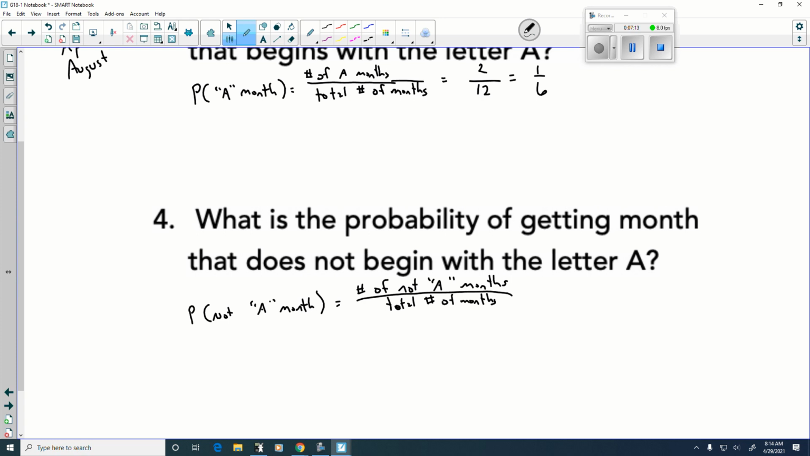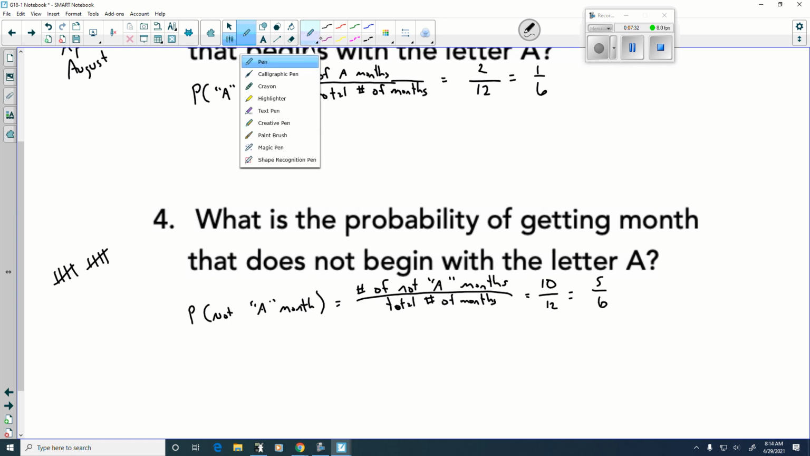So I'm going to keep little tally marks. January, February, March, not April, May, June, July, not August, September, October, November, December. That's 10 out of 12, which reduces to 5/6.